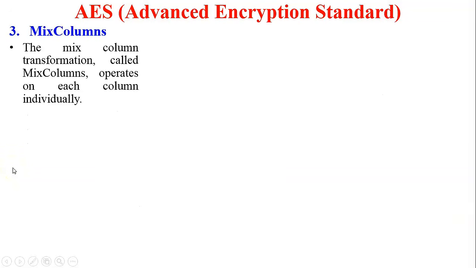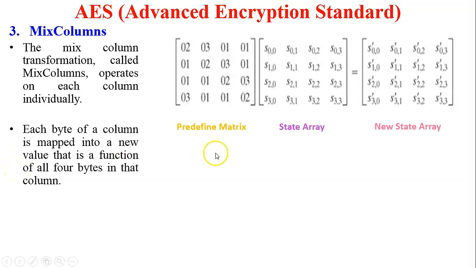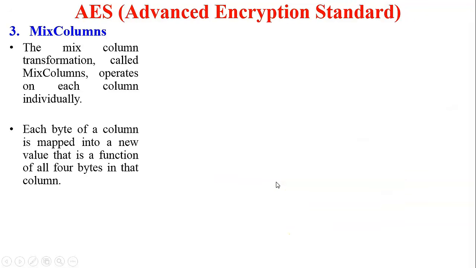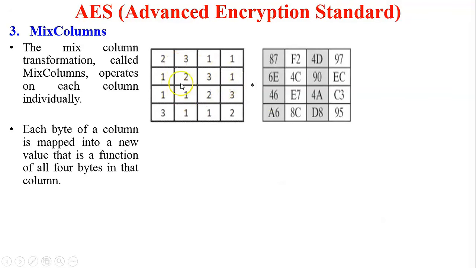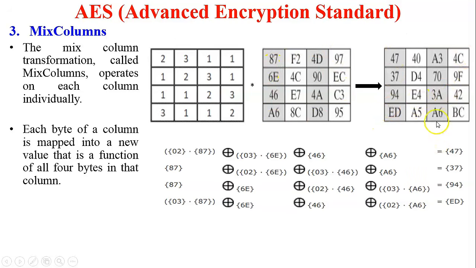Now the next one is mix column. In mix column transformation, mix column operates on each column individually. Now see in this diagram, there is a predefined matrix multiplied by the state array and it generates a new state array. So this is the process, you can see here how it multiplies. In this example of mix column, this predefined matrix is multiplied by this state array matrix and it generates this matrix.